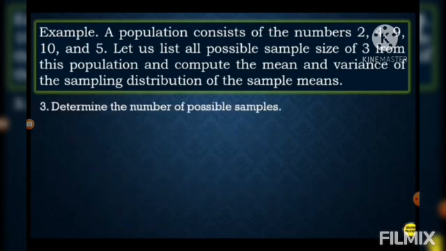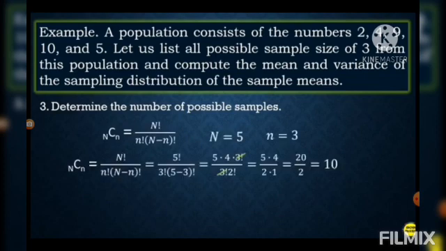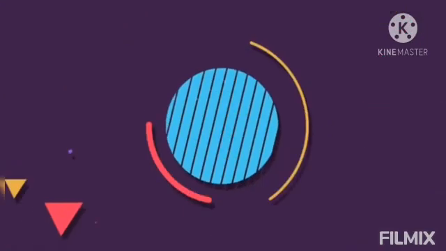And number 3, determine the number of possible samples. So this is the formula: NCn is equal to N over n factorial times (N minus n) factorial.